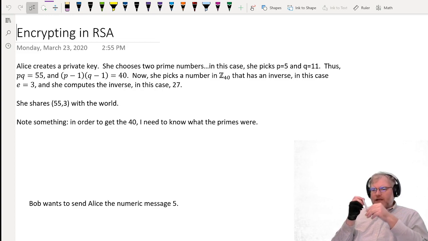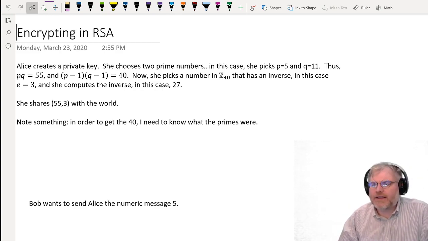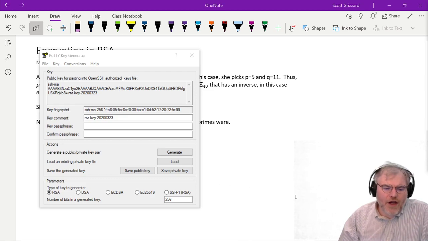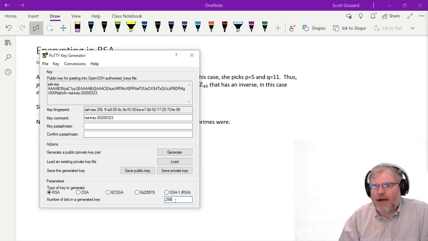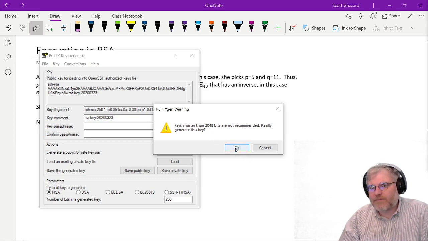Now, of course, I don't want to pick numbers that are this small. And if you open up your PuTTYgen, if I open up my PuTTY key generator, and I ask it to generate a private key for me, this is the minimum that PuTTY will go, and it's going to give me a warning when I do it. I ask it to generate my private key, and it's going to yell at me that I'm not using a decent number of bits, right? My primes, I want my primes to be 2,000 digits long, not 256 digits long. But let's do it anyway.